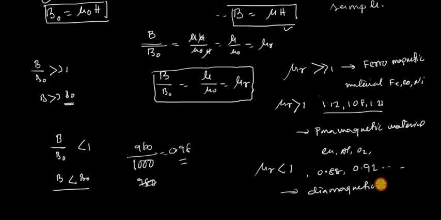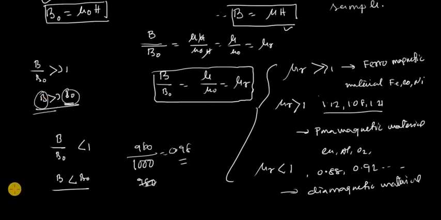On the basis of mu r, you can classify materials into three categories. One is ferromagnetic material, for which mu r is very much greater than 1. Mu r very much greater than 1 means B is very much greater than B0. That means the number of lines of force inside the material is very high, compared to when there is no material, that is, in an air medium.